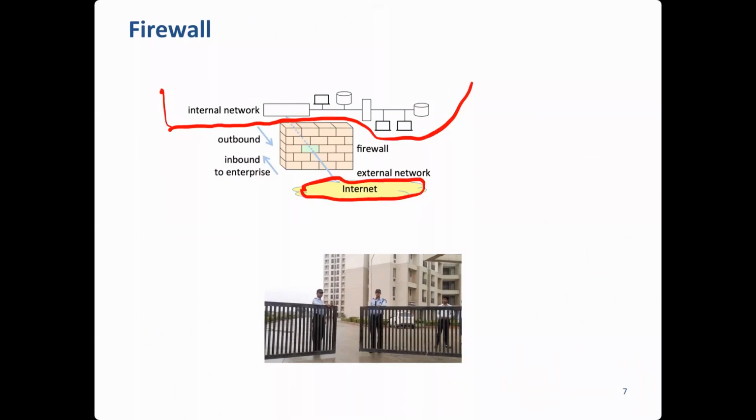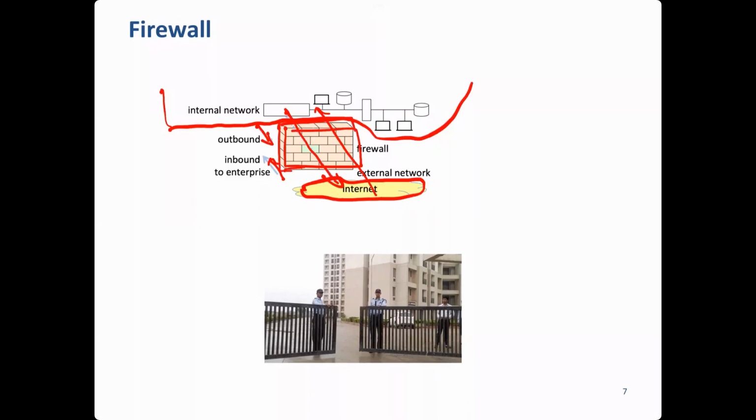Of course, no organization will work on its own without using the internet. So the data will pass through to the internet, and data will also come in. So there will be outbound traffic from the organization and inbound traffic which will come to the organization. Now this firewall has to observe this traffic and then do something about it.